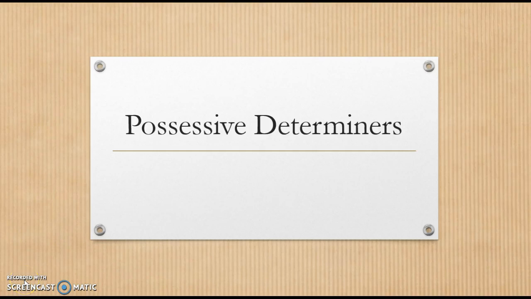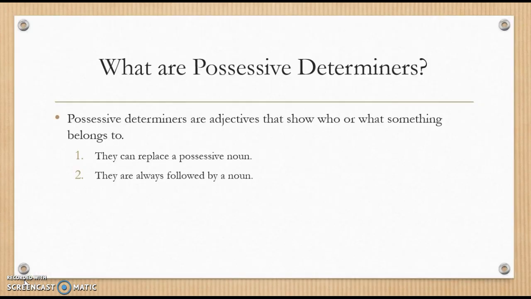In this short lecture, we'll be discussing possessive determiners. Possessive determiners are actually adjectives that show who or what something belongs to. They can replace a possessive noun or a noun with apostrophe s, and they're always followed by a noun.